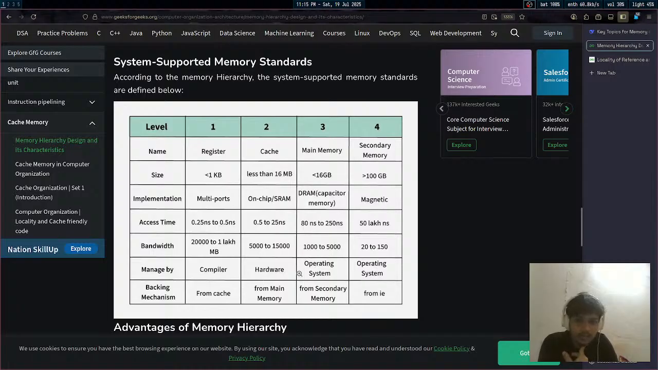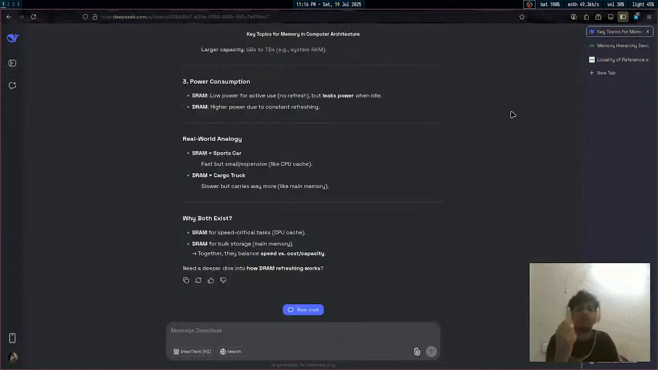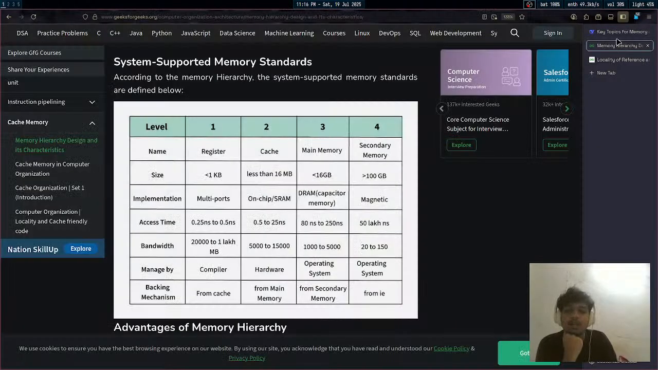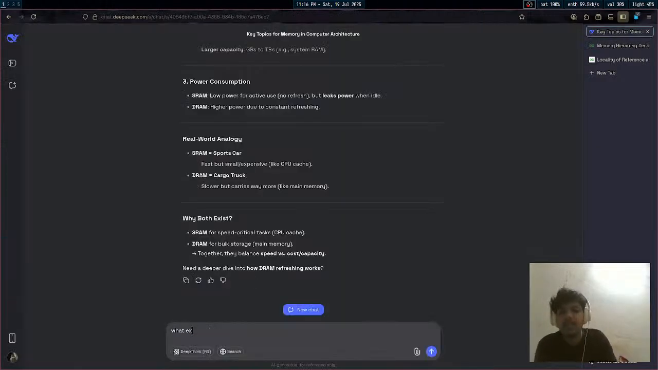What really is the bandwidth of memory standards, right? I should just call it memory. What exactly is meant by the bandwidth of memory?